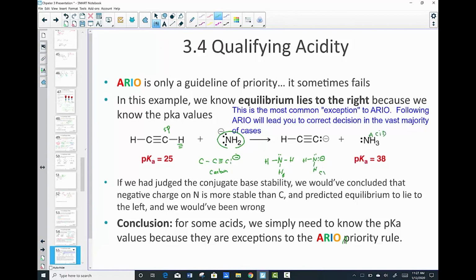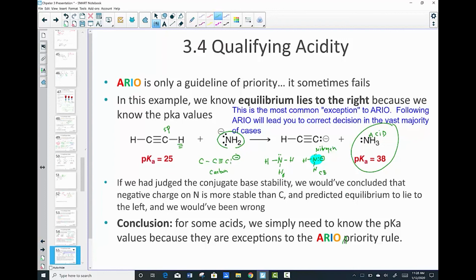So if we have a negative charge on nitrogen and we have a negative charge on carbon, we would consider using ARIO, and rightly so, that the nitrogen, being the more electronegative element, should be the stronger acid. But it's not. If we had to judge the conjugate base stability, we would have concluded that the negative charge on nitrogen would be more stable, and therefore I would conclude that the ammonia must have been the stronger acid, but published pKa values verify that that's not true.